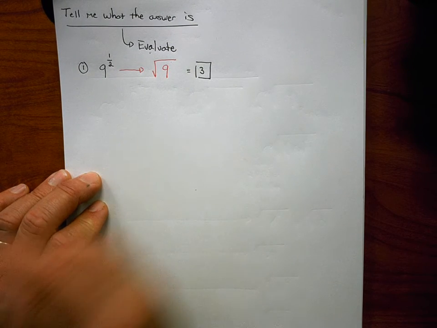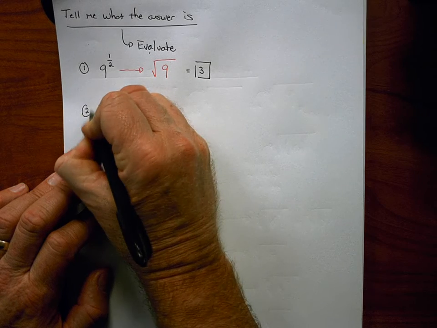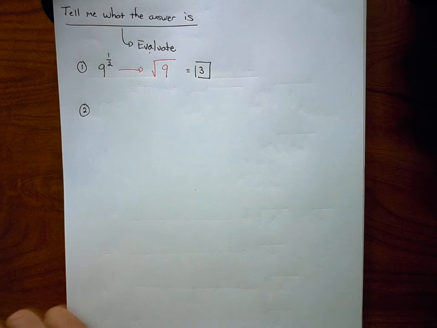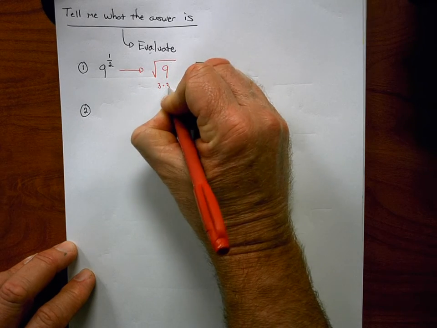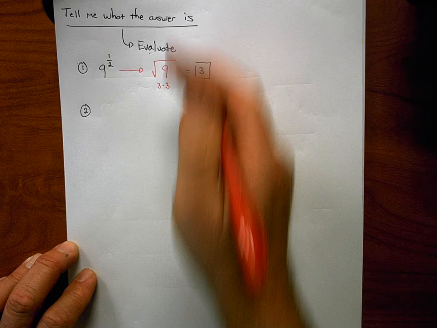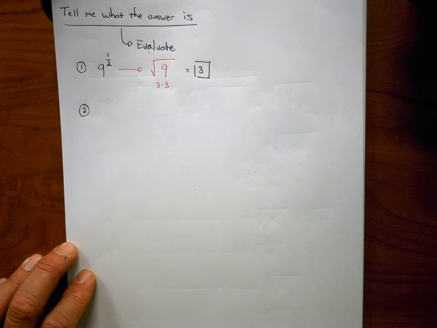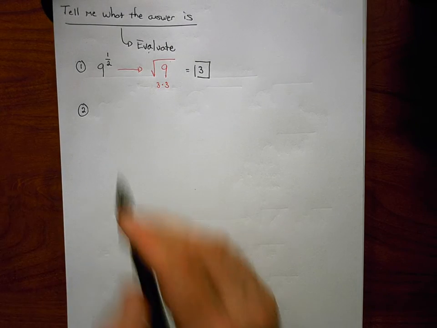By the way, if you don't know why it's 3, it's because 3 times itself 2 times is equal to 9. 3 times 3 is 9. That's why the answer was 3. Okay? Number 2.